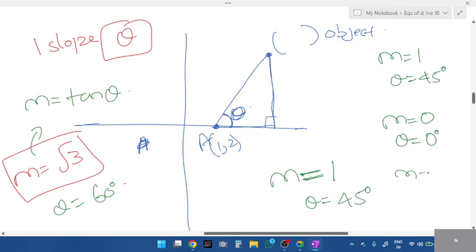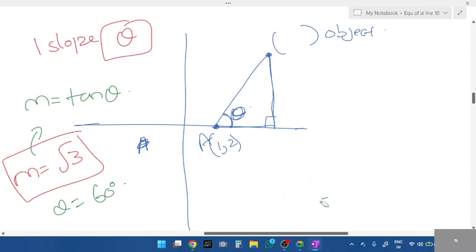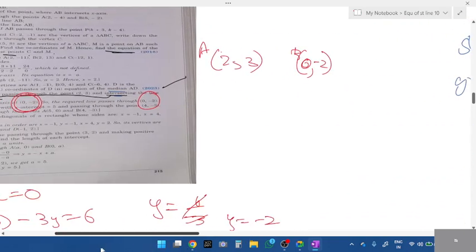Next, M is equals to root 3. Theta is equals to 60 degree. M is equals to 1 by root 3. Then theta is 30 degree. If not, just ignore all this. If you remember the theta values, that is enough: 0, 1 by root 3, 1, root 3 and undefined. Next, how to find slope when 2 points are given?